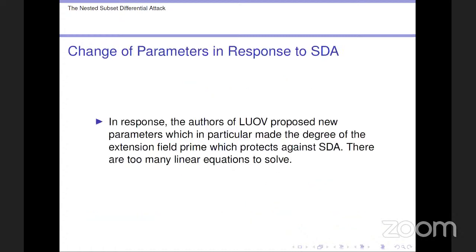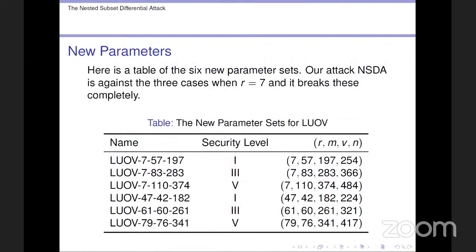variables. In response, the authors of LUV proposed new parameters, which in particular made the degree of the extension field prime, which protects against SDA. There are too many linear equations to solve. Here's a table of the 6 new parameter sets. Our attack in SDA is against the 3 cases when R is equal to 7, and it breaks these completely. So R is prime, we are attacking these parameters here.